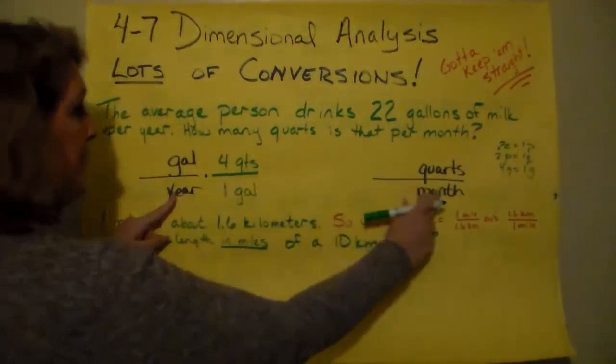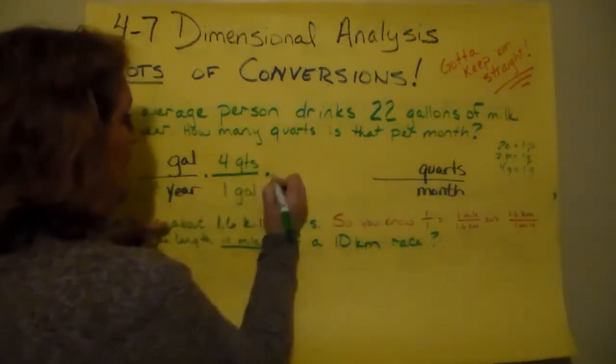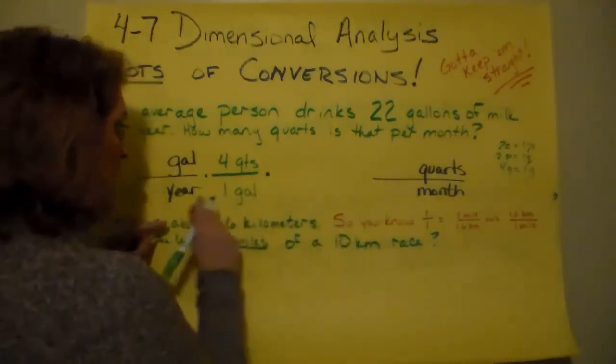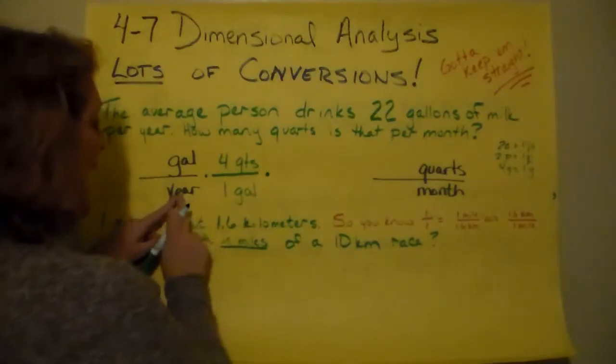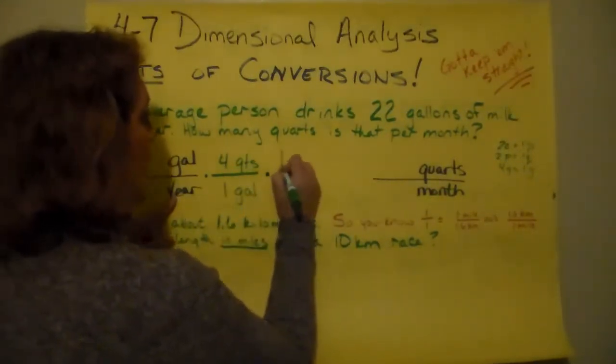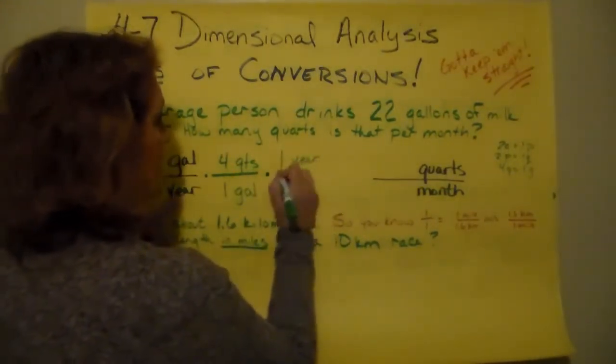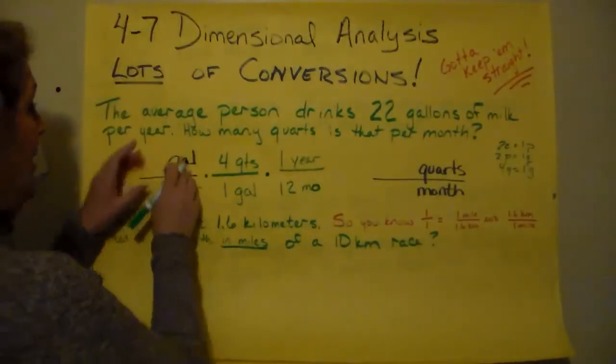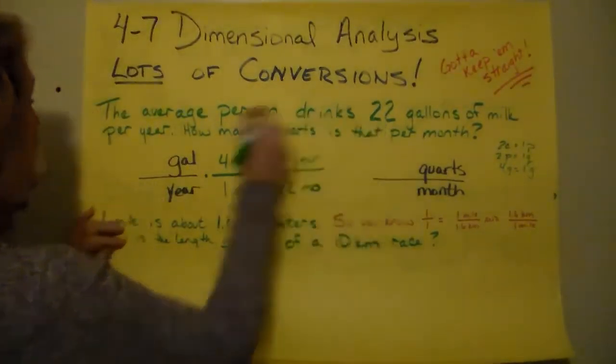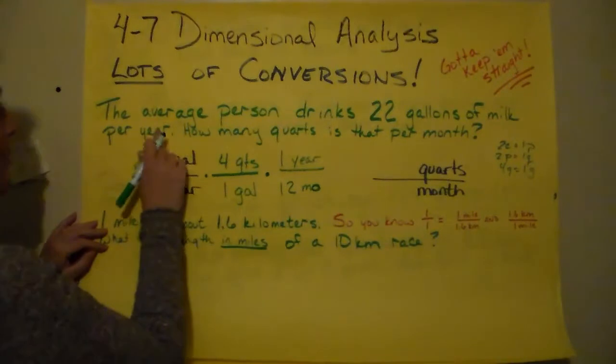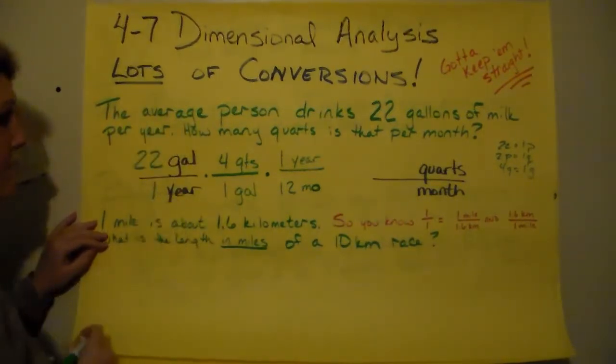Well, how many months are in a year? Well, there's 12 months in a year. Do I put my year on bottom or top? Well, I have my year on bottom, so I need my year on top. 1 year is 12 months. Now, what are my original numbers? 22 gallons of milk per year, 1 year.